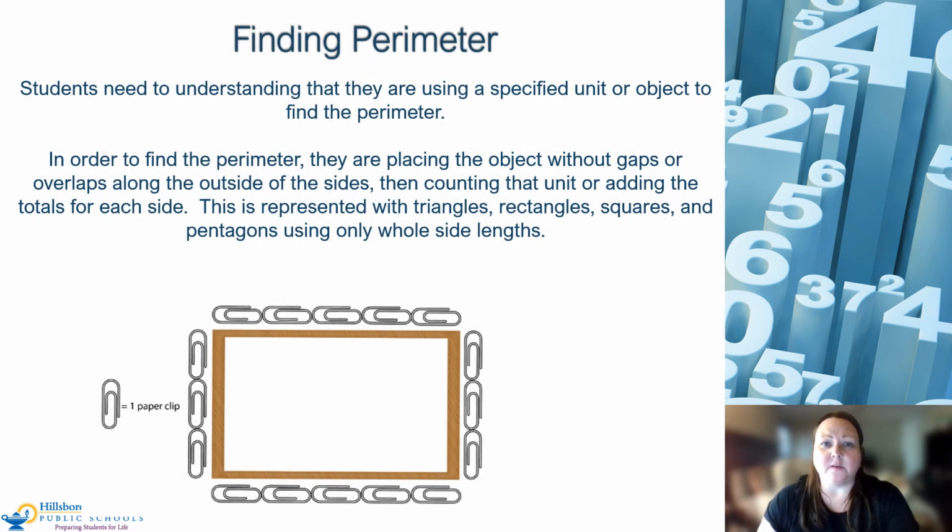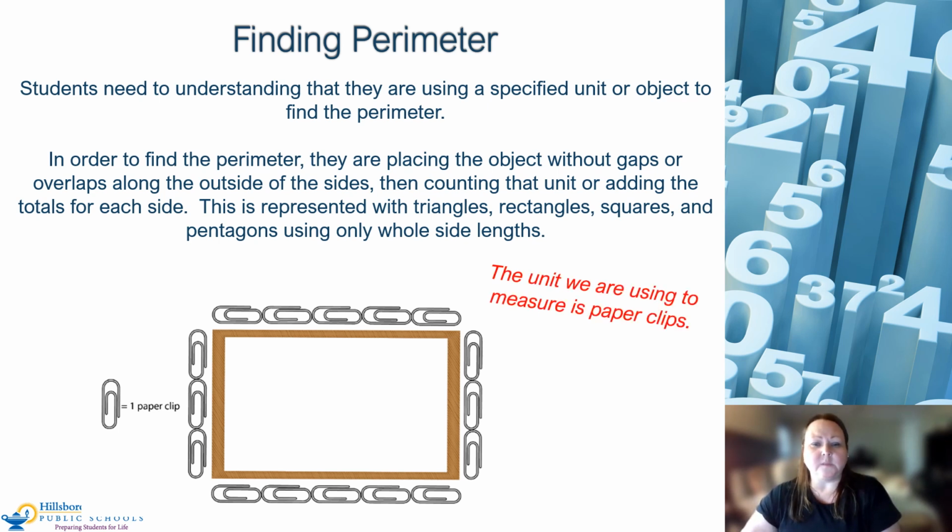So now that students have explored a little bit and found that perimeter is the distance around something and they understand that, they need to continue that understanding that they are also doing it with a specified unit or object to find the perimeter. In order to find that perimeter, you're placing that same object with the same length without gaps or overlaps around the outside of the figure. And then we're either counting or finding how many are in each side and adding those totals for each side. Once again, remember that's only represented right now in second grade with triangles, rectangles, squares, and pentagons, and also only including whole side lengths. So for this one, the unit we're using to measure is paper clips.